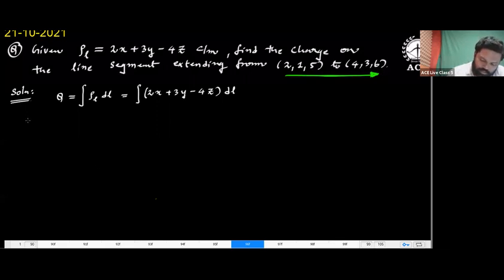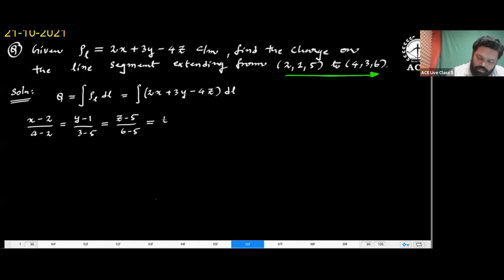x minus x1 divided by x2 minus x1: x minus 2 divided by 4 minus 2. y minus y1, which is 1, divided by y2 minus y1: 3 minus 1. z minus z1 divided by 6 minus 5. I'll call it some t, or A or B, say. Okay, fine.